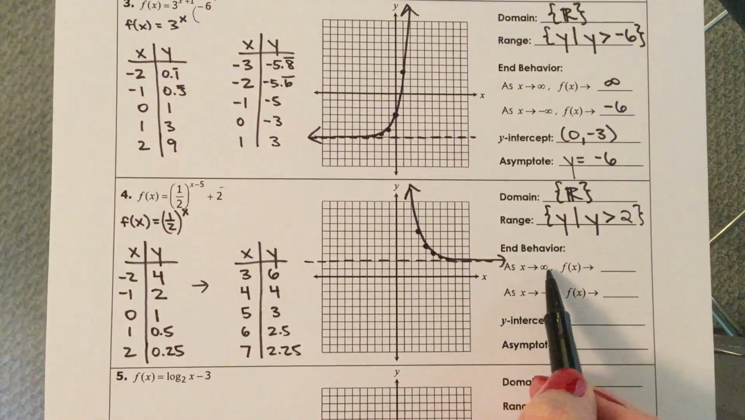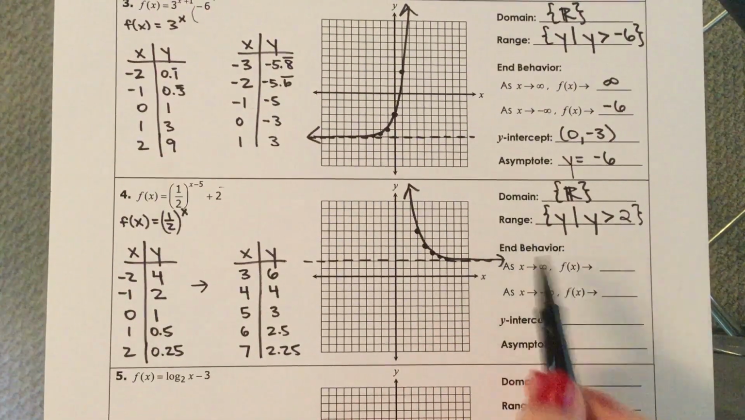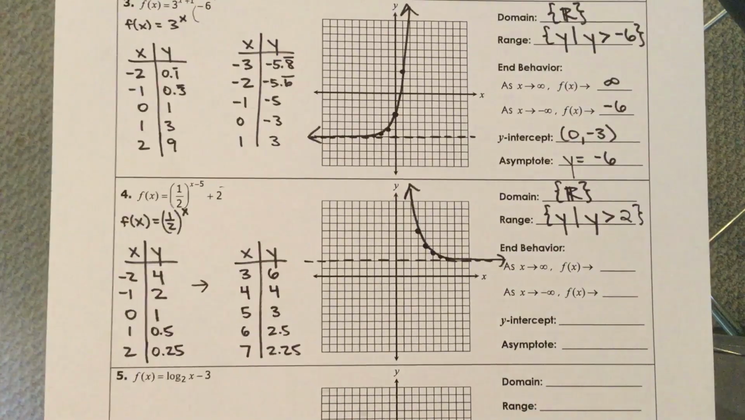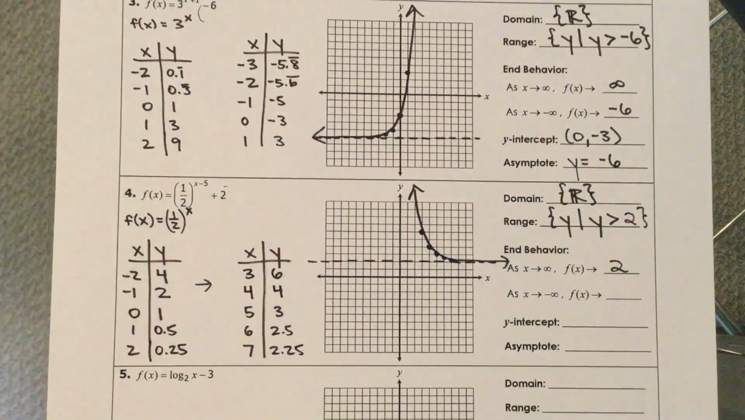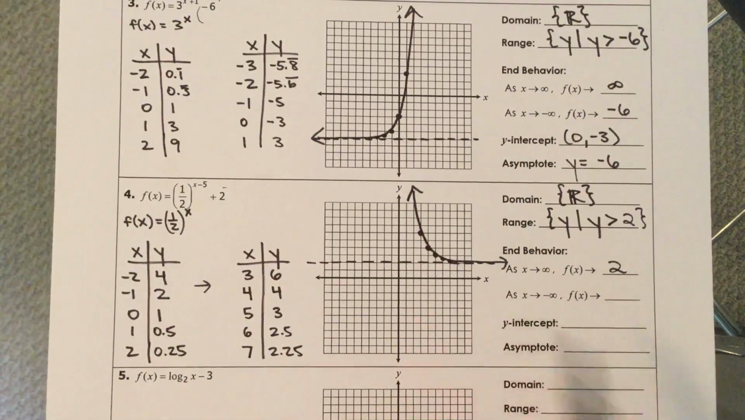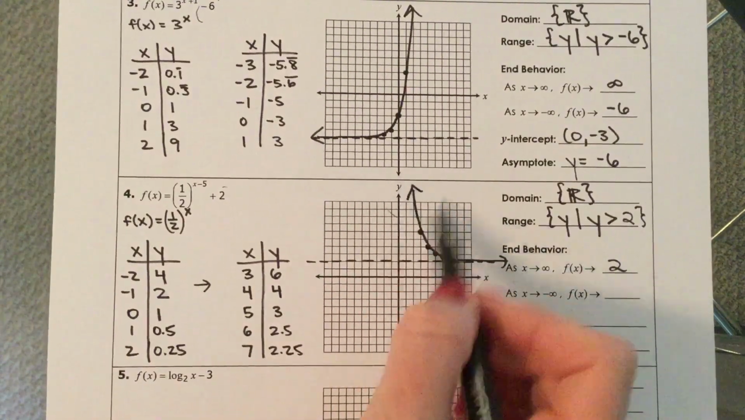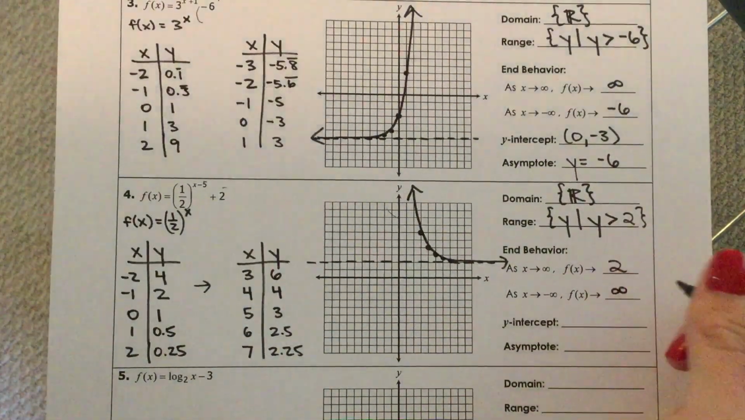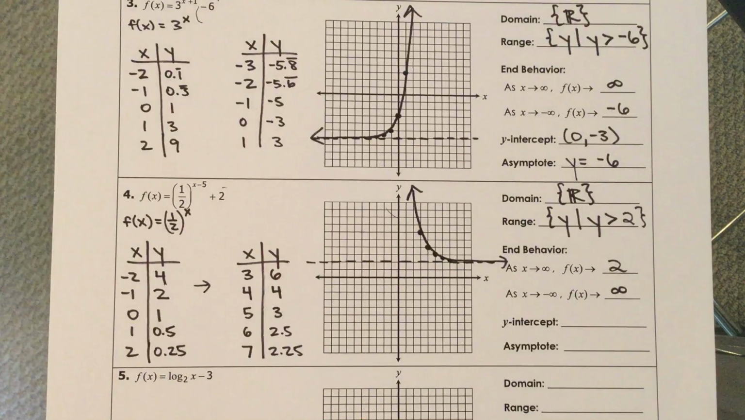End behavior, as x approaches infinity, that's my right arrow. The right arrow is actually the one that's approaching the dotted line this time. And the dotted line has a value of 2. As x approaches negative infinity, that's the arrow on the left, and that arrow is going up. So we use positive infinity.